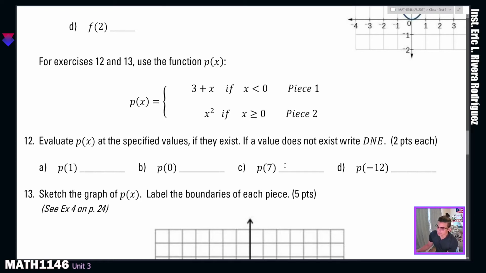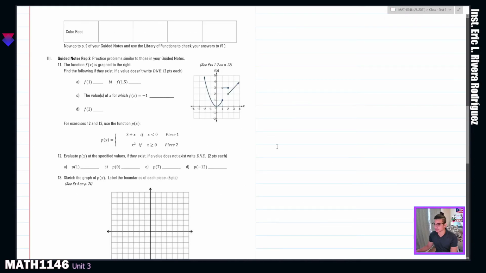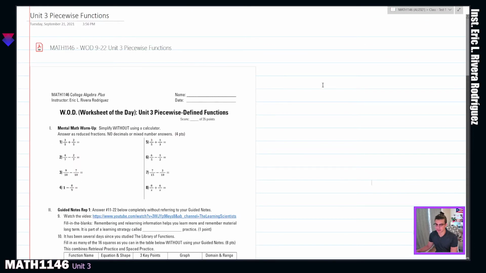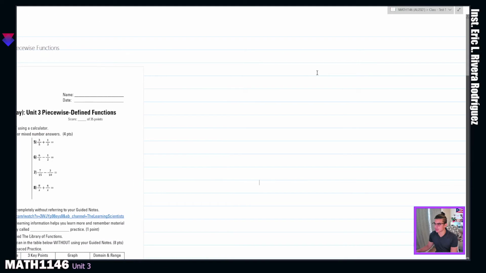All right. So, unit number 3, we are going to focus on piecewise defined functions, right? This is the workshop of the day, and before going through that, let's just review what we know about functions.